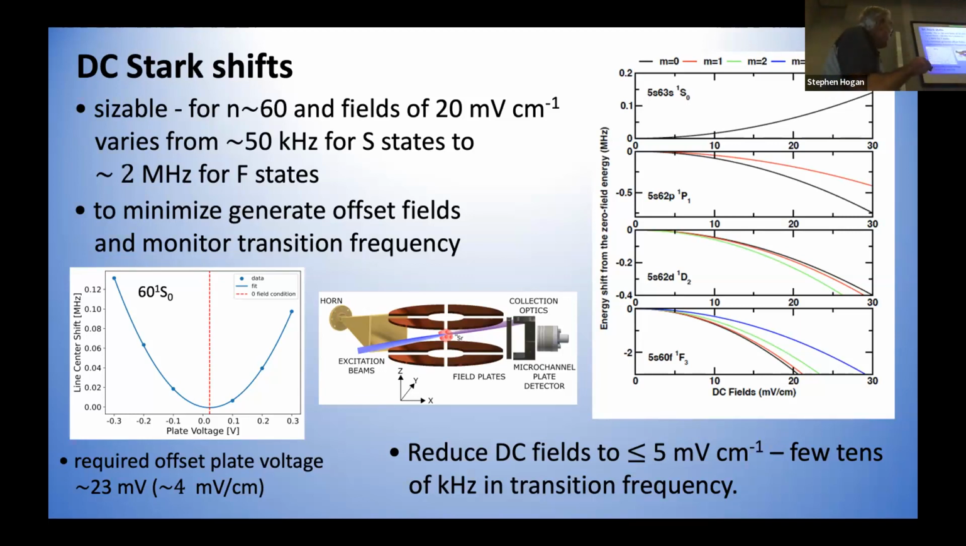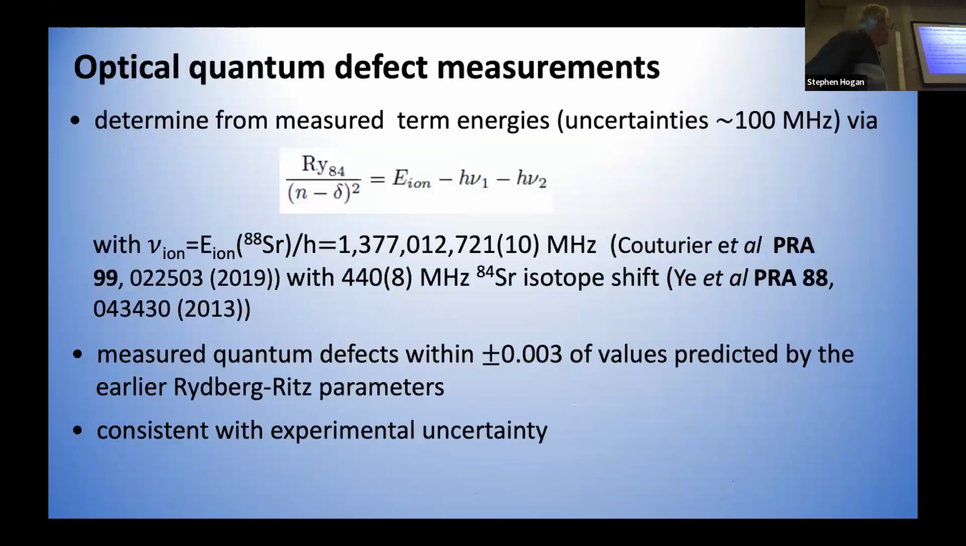We're confident we can get down to 5 millivolts per centimeter. We may do even better. Even if it is 5 millivolts per centimeter, however, it's still only a few tens of kilohertz in the transition frequency. So how do we do measurements?